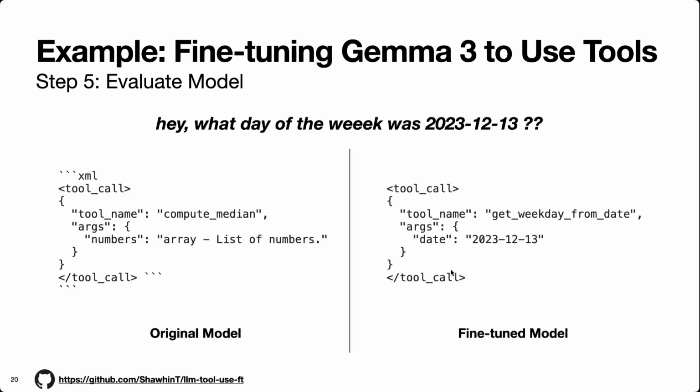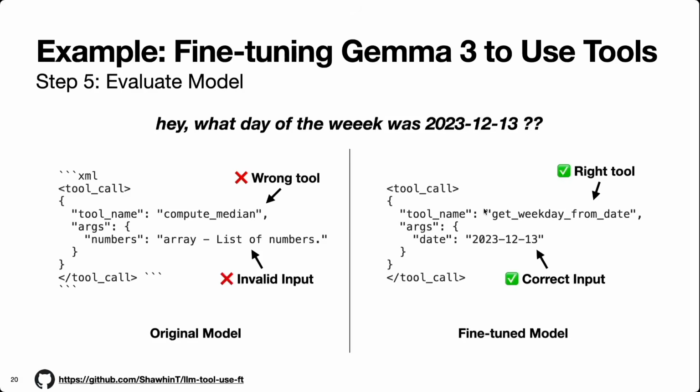Looking at the structure, it did a good job. It looks like the fine-tuned model, but if we look a little closer, we see that the tool name is completely wrong. Computing the median is not going to help with this. Also, the input to the tool call is completely wrong. It just says the description rather than actually providing a list of numbers. On the other hand, the fine-tuned model used the correct tool, get weekday from date, and then it had the correct input, which is 2023 12/13. All the code to do the evaluation is in this 5 eval model .ipynb notebook.